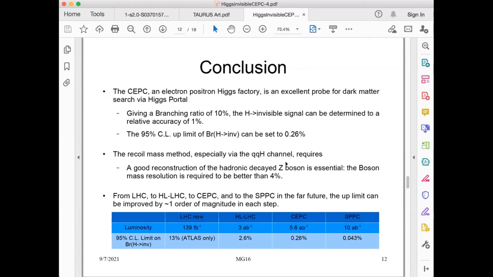And what is also interesting is that if you look into the LHC result now, to the extrapolation of the high luminosity LHC, to the future e plus e minus Higgs factory, and to the long future, to the pp collider of the SPPC at 100 TeV center-of-mass energy, we will see that this upper limit can be boosted by roughly one order of magnitude in each step. So I think that is basically showing you the accessibility of dark matter at our colliders. Okay, I'm done. Thank you.